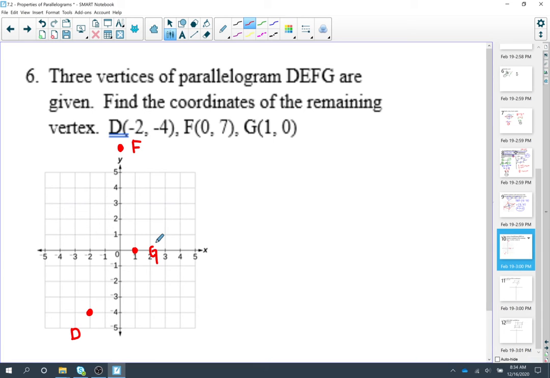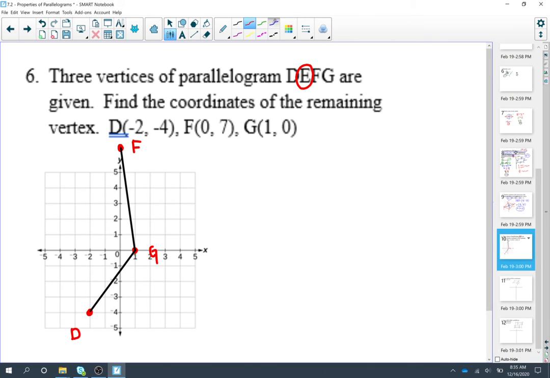Now, it says find the remaining vertex. Well, we've got D, we need E. So first of all, because I could kind of put this in a couple different places, if I need E, D, E, F, G, it goes D, E, F, G. So E cannot be over here. E cannot be over here. E has to be somewhere over here so that I go D, E, then F, G. So I'm going to draw in some lines here because there's a couple ways you can do this.